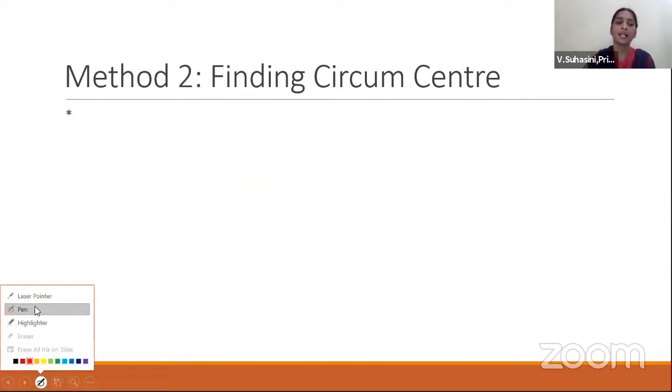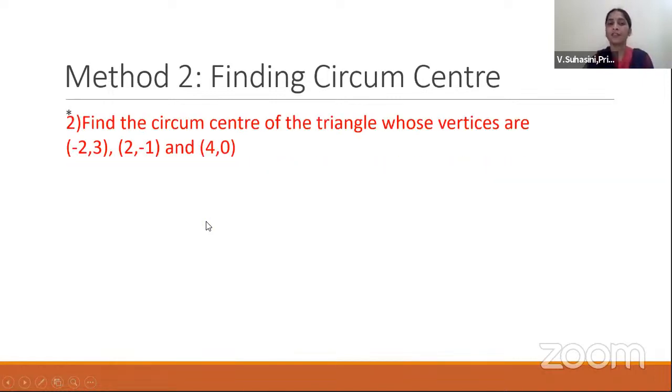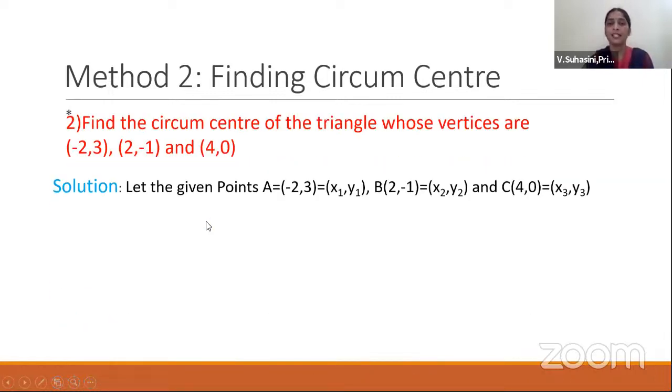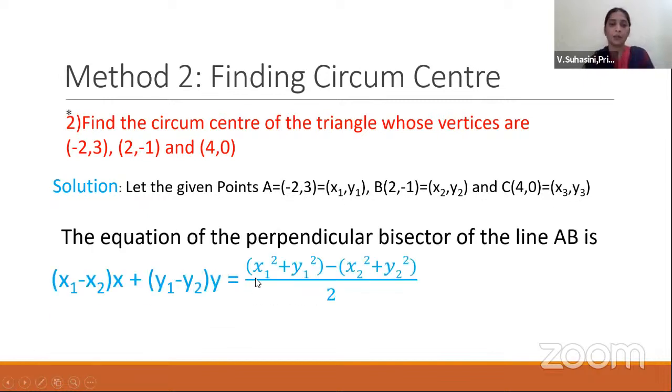So how to find the perpendicular bisectors then? How to find the equation of the perpendicular bisector? Suppose if we take the given points A as x1, y1, B as x2, y2, and C as x3, y3... y is equal to x1 square plus y1 square minus x2 square plus y2 square divided by 2.